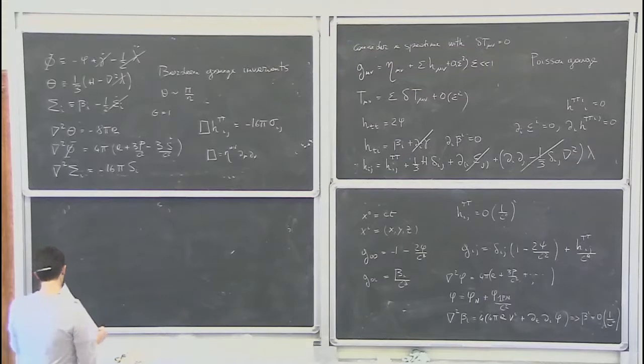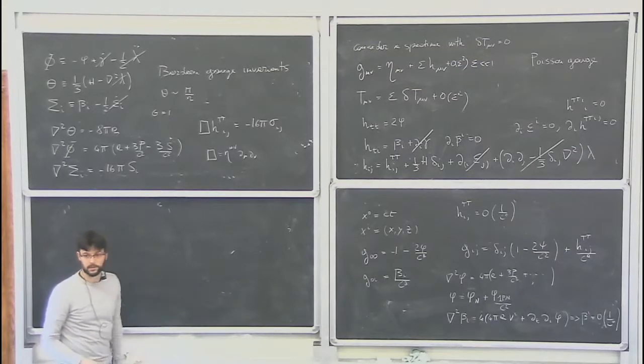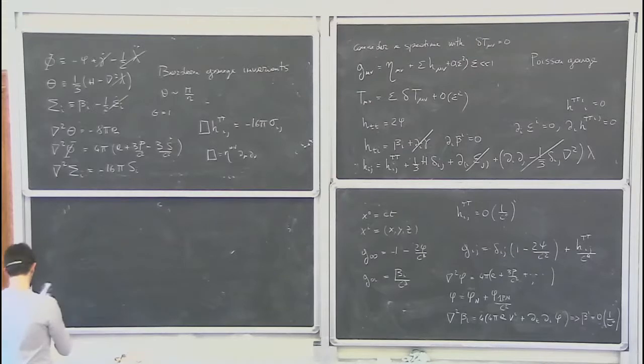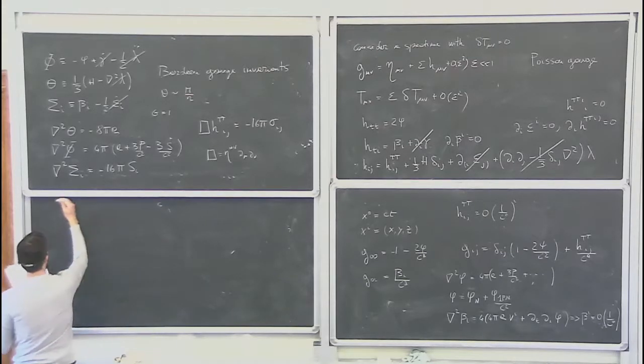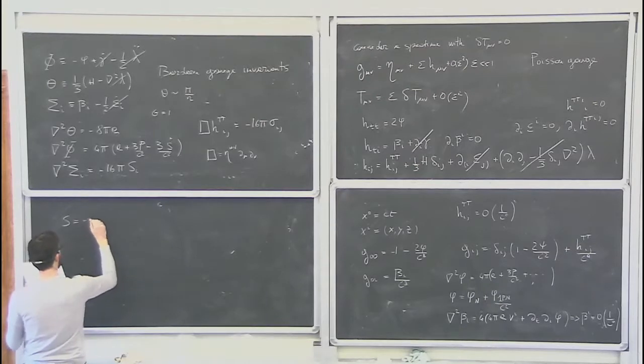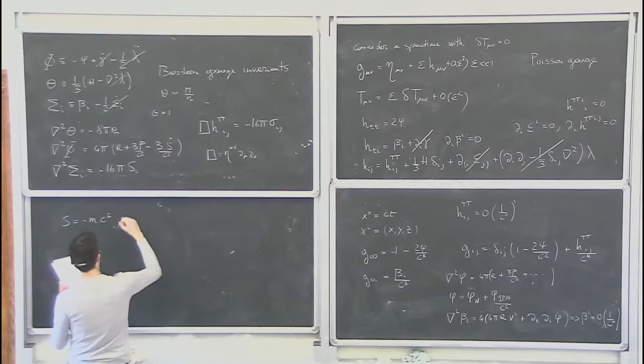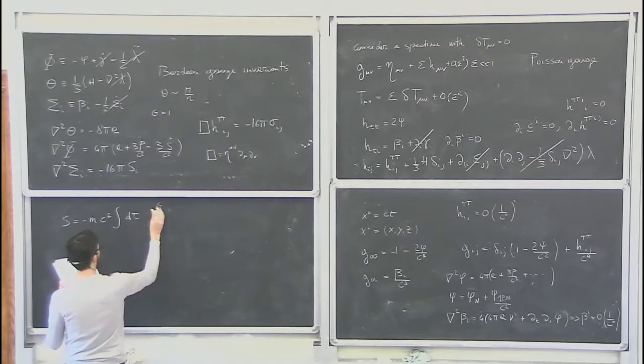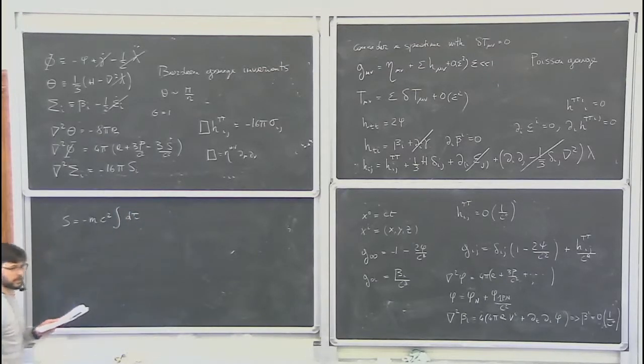Okay, so how many of you have seen the action for a point particle in GR, in your GR studies? Okay, good portion. So the action for a point particle in general relativity is simply given by m, the mass of the particle, c squared, integral of d tau. Okay, this is what you vary when you do the first.